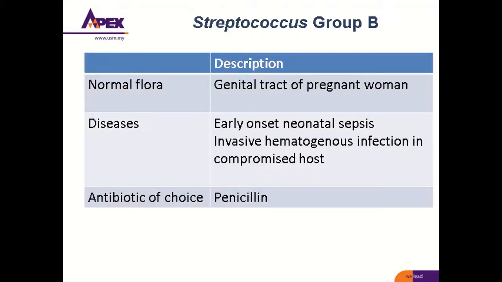Streptococcus group B is normal flora in the genital tract of pregnant women, but it can cause early onset neonatal sepsis and invasive hematogenous infection in compromised hosts. So the antibiotic of choice is penicillin.